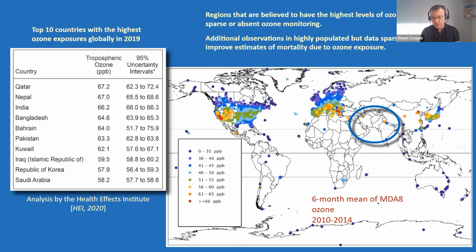And within that blue circle, you can see there are very few ozone monitoring stations. So the GBD estimates for mortality in this region is mainly based on models. And really, it's going to take extra observations in this region as well as Africa and South America to really improve the GBD estimates for global mortality worldwide.